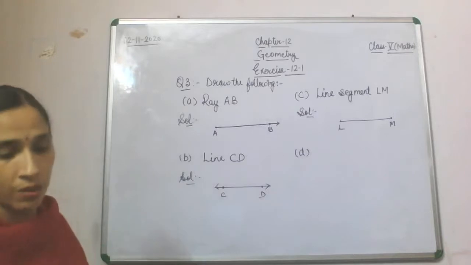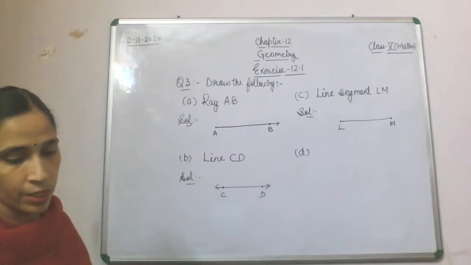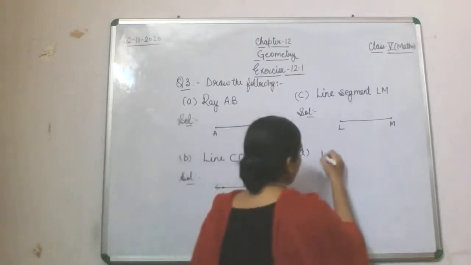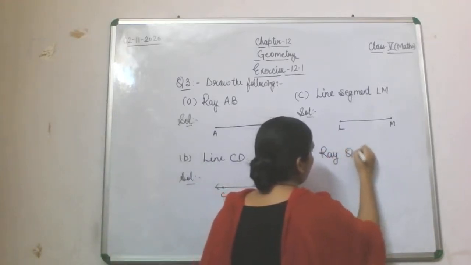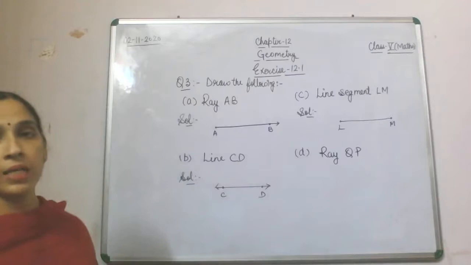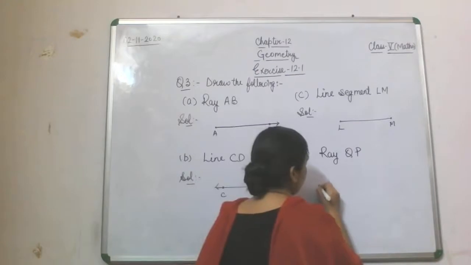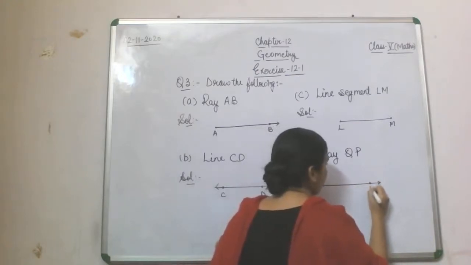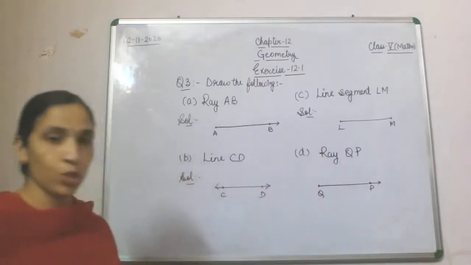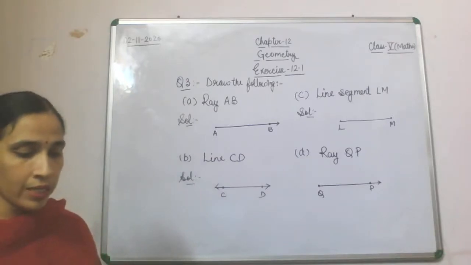Now next is ray QP. Ray QP. Now QP means from the beginning of that will be Q, and where it can be extended, that will be P. It can be named like this. QP means it is going in the direction of P. Right?